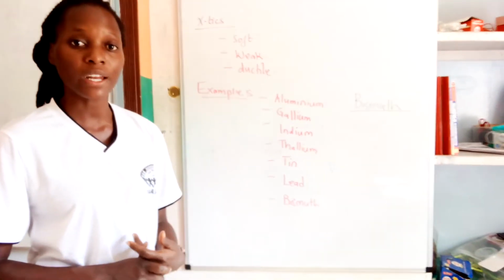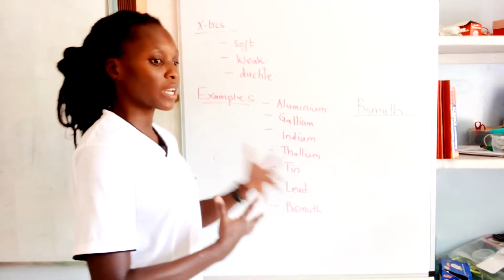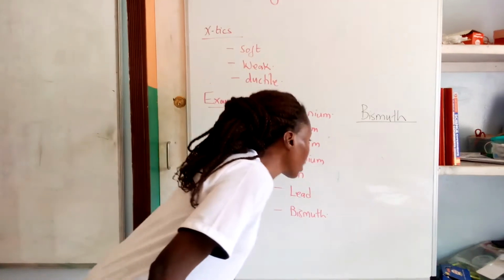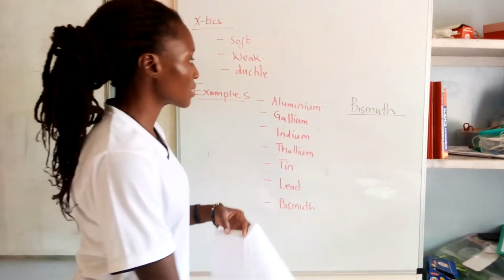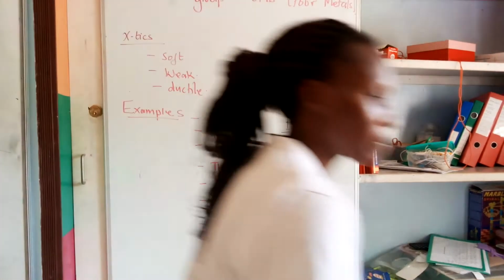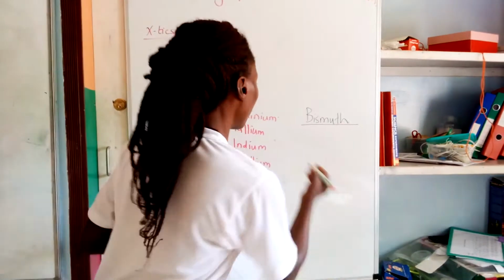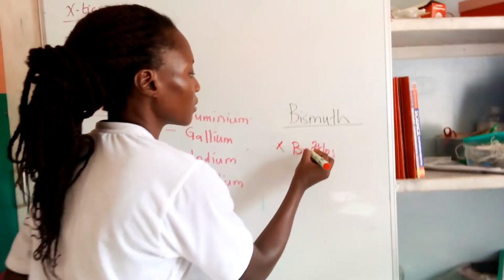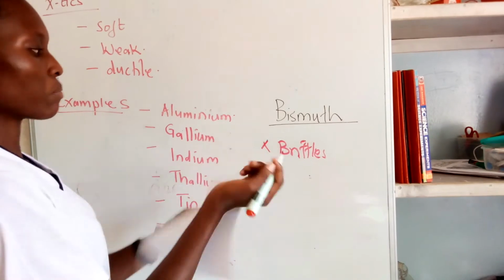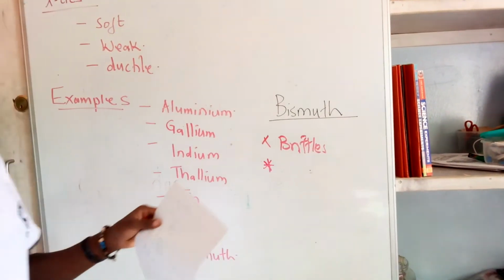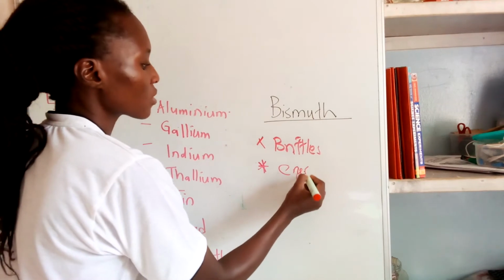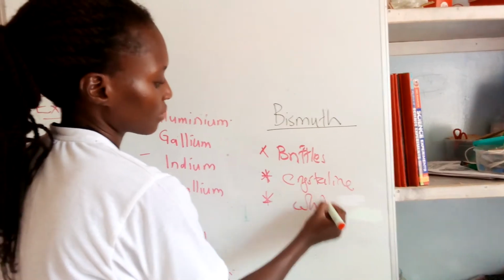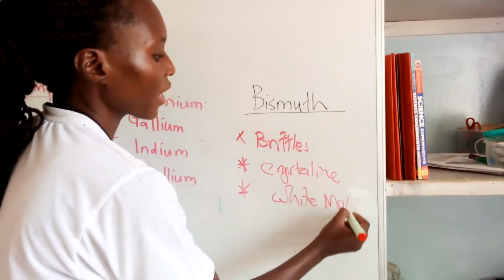I believe you have them by now, but if you do not have them, we can just add them. Among the characteristics, it is brittle. I don't know whether you saw it when you were looking for it. It is brittle, like soft. It can break. Then it is crystalline, it can form crystals, and it is whitish. It is like a white metal.